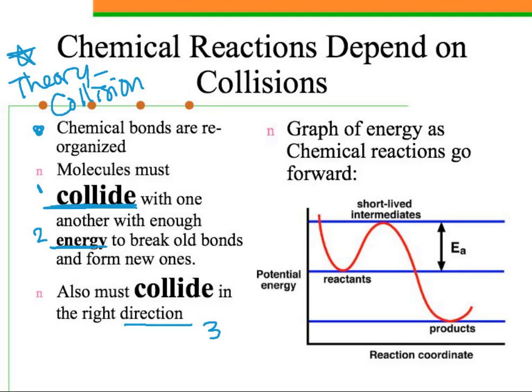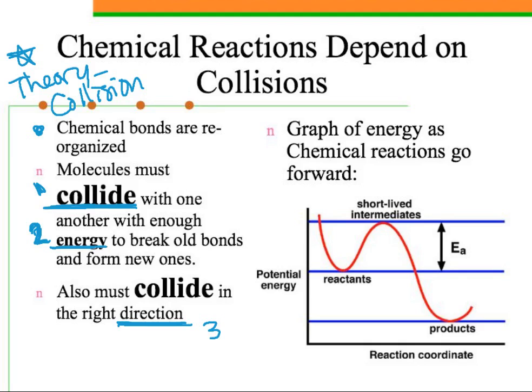So by direction, it's kind of like if your goal is to hook the front bumper of your car to someone else's rear bumper. In order to make that happen, you need to crash into the back end of the other car. So the collision has to occur with enough energy to hook the bumpers, and your front bumper has to hit their back bumper in order for that reaction to occur. So that's the three requirements: collisions with enough energy and in the right direction.